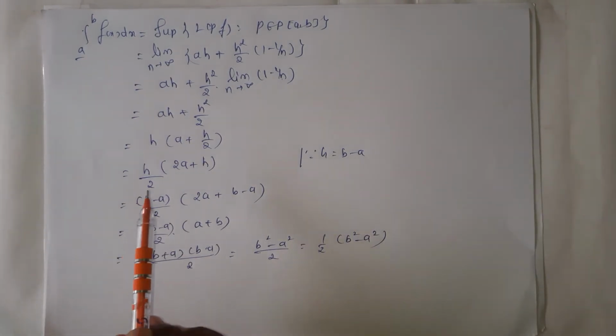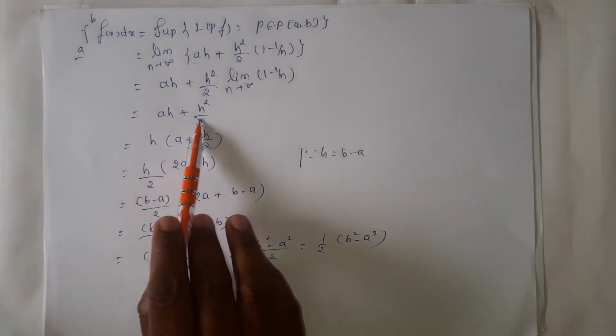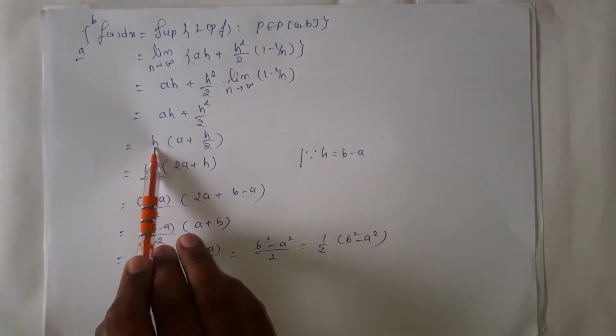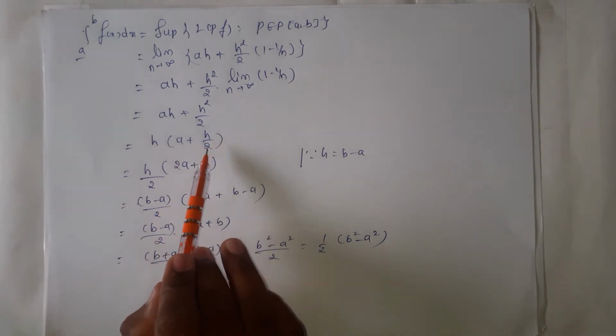So here we are taking that h common in these two terms. So therefore h outside, remaining a plus h by 2.